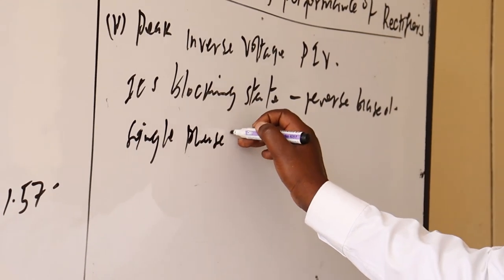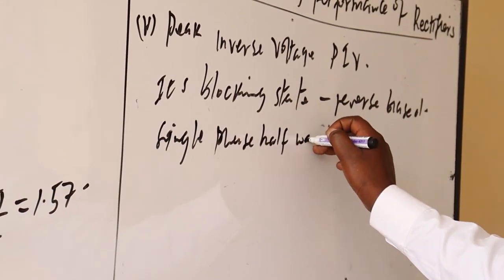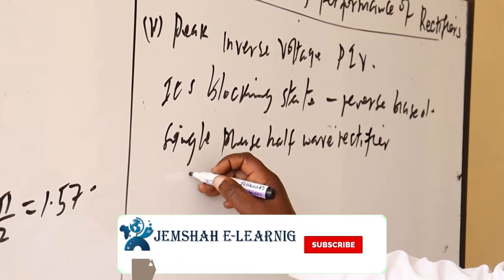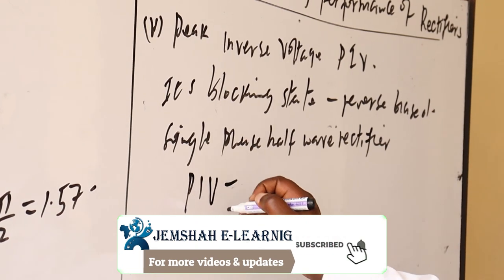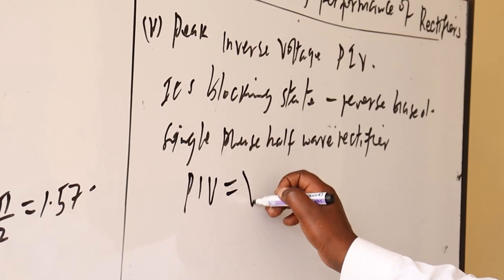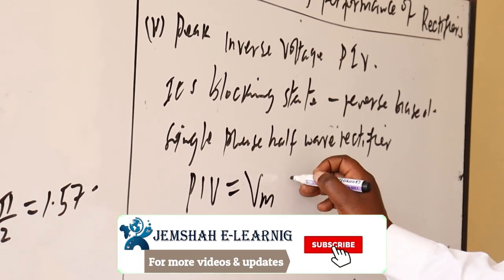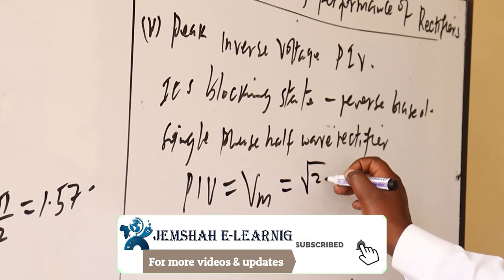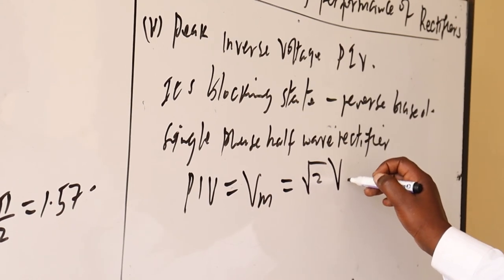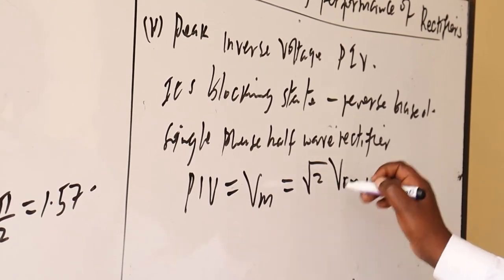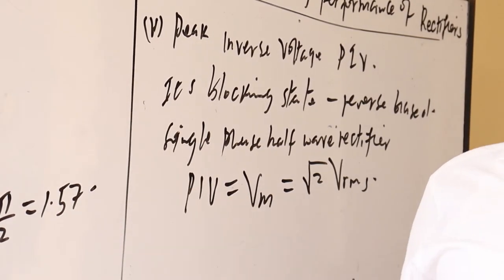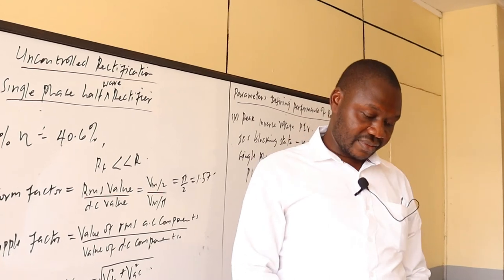Normally, for a single phase half wave rectifier, the PIV is equal to VM. And VM is root 2 times our VRMS. That will give you the peak inverse voltage for a single phase half wave rectifier.